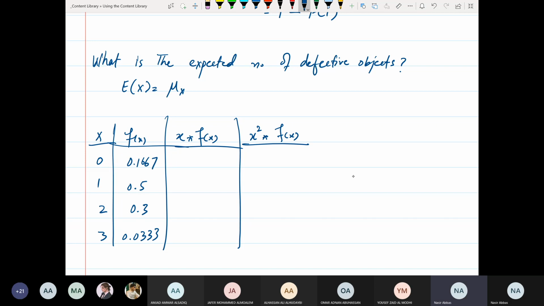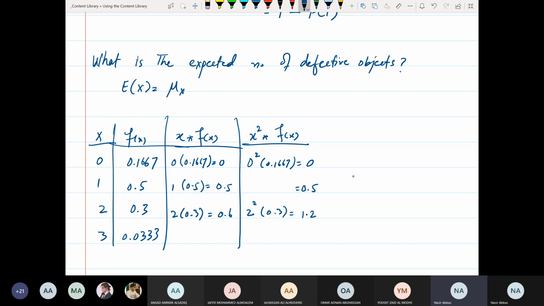So this is going to be 0 times 0.1667. This is going to give me 0. And this is 0 squared times 0.1667. This is also going to give me 0. This is going to be 1 times 0.5, equal to 0.5. And this is also equal to 0.5. This is 2 times 0.3, which is 0.6. And this is 2 squared times 0.3, equal to 1.2.